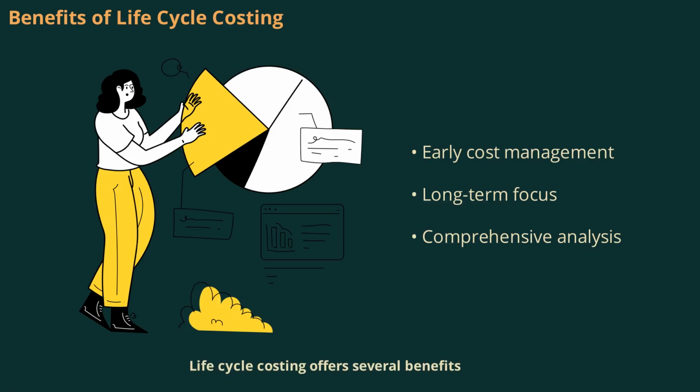Life cycle costing offers several benefits. It encourages early action to generate revenue or reduce costs, supports long-term decision-making, and provides a comprehensive view of product profitability. By tracking costs and revenues across all stages, organizations can identify opportunities for improvement, allocate resources more effectively, and make informed strategic choices that maximize returns over the product's life.